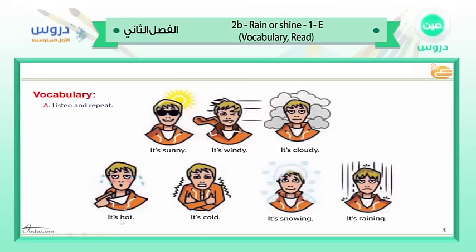It's hot. It's cold. Can you see this one is the opposite of this one? This is hot and this is cold. It's snowing. Can you see the snow? This is the snow, okay? It's raining. Can you see the rain? This is the rain, okay? It's raining. Very nice.